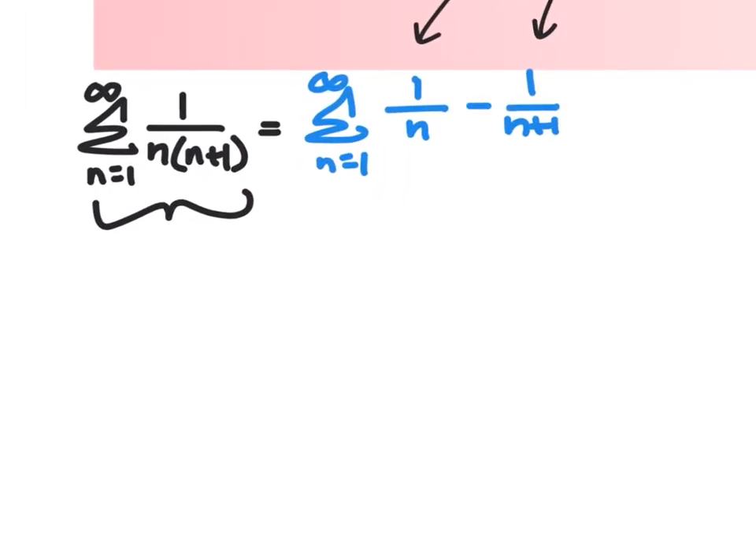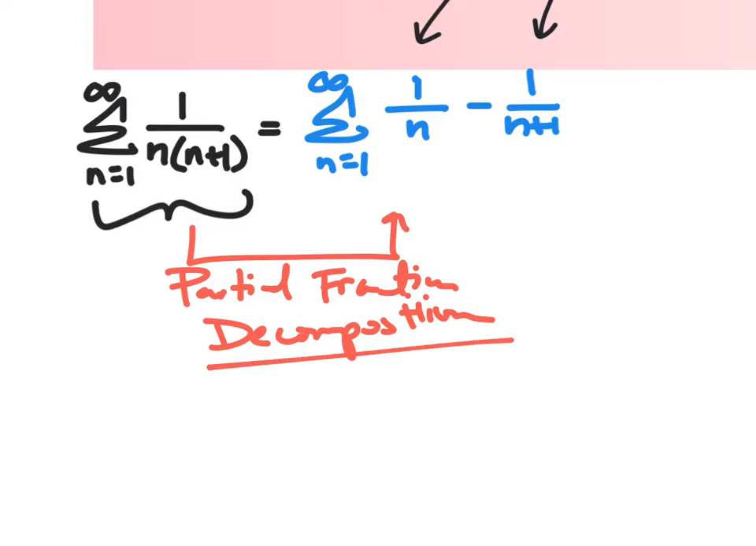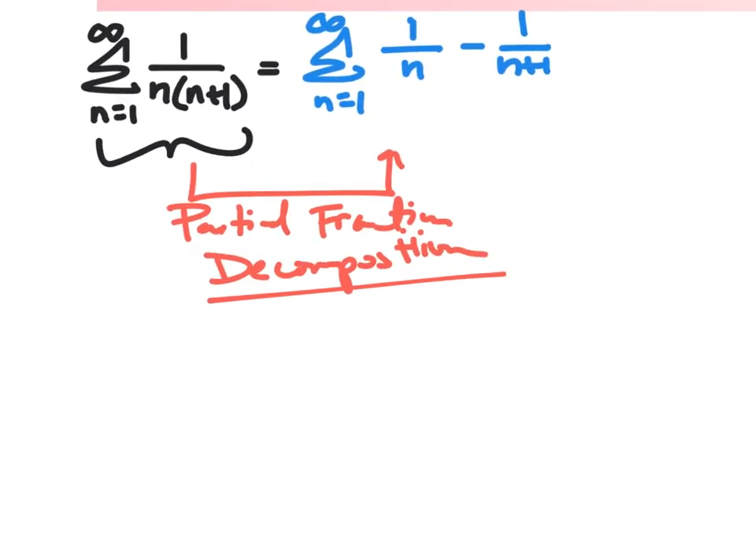Okay, so this is partial fraction decomposition from here to here. That's partial fraction decomposition. I'm terrible at spelling. Okay, that's partial fraction decomposition. Here is the telescoping piece.